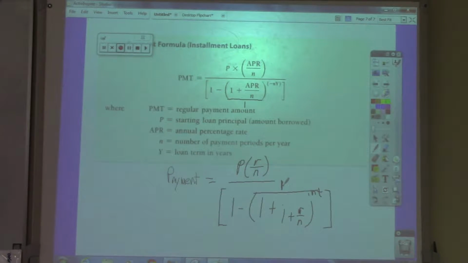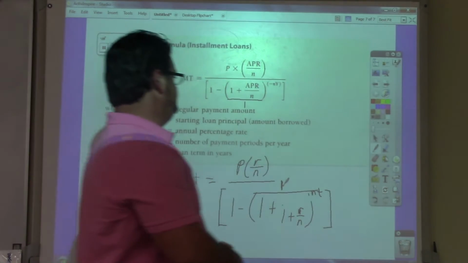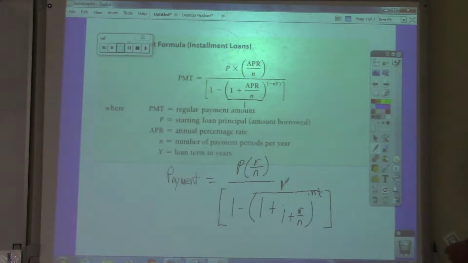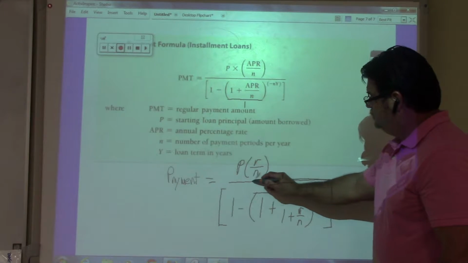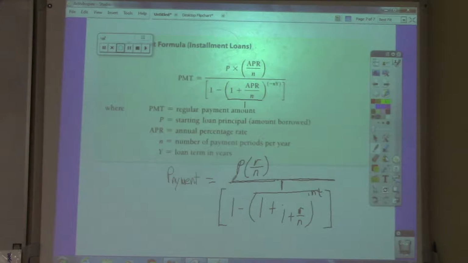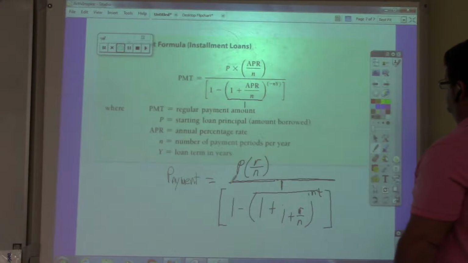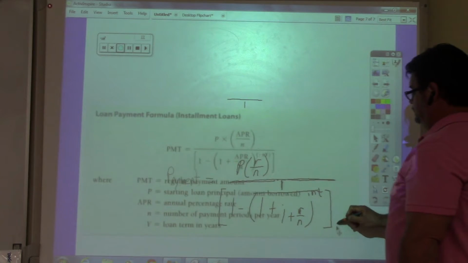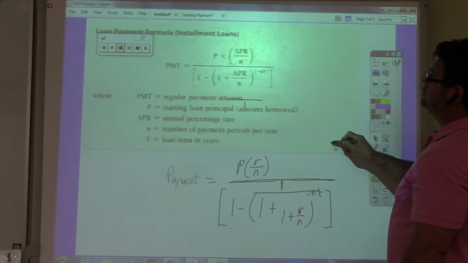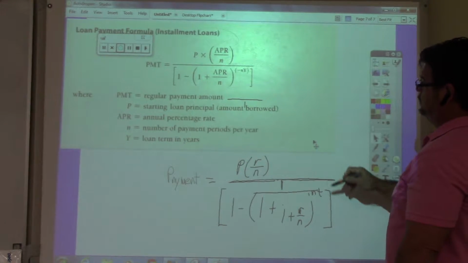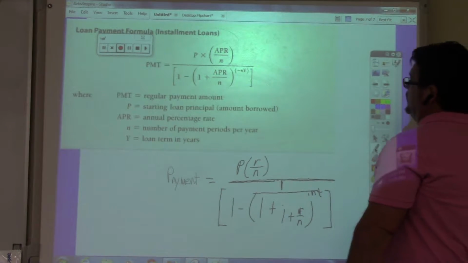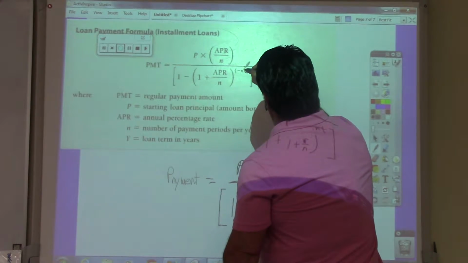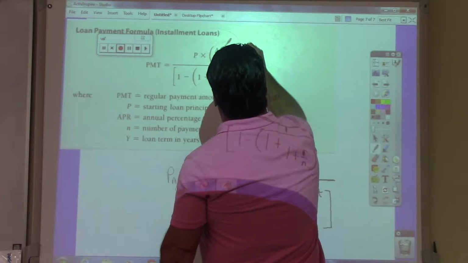Would the ones cancel out? No, nothing cancels out. And this I would change to a T, and this to an R.